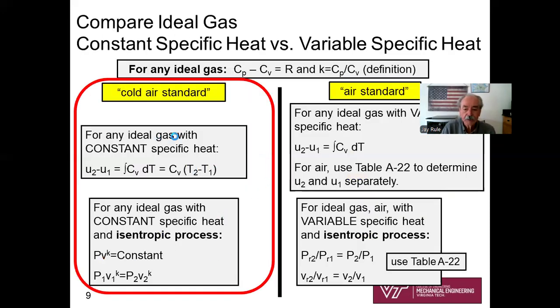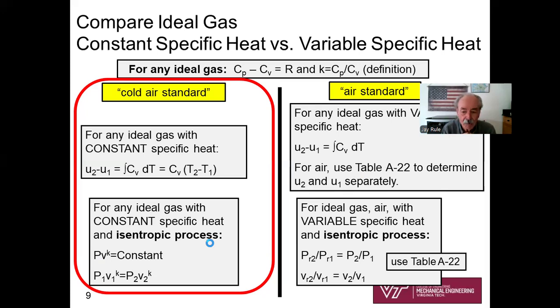Okay, and so I've cycled what's the specifics about cold air standard, in other words, ideal gas with constant specific heat. Well, for any ideal gas, remember that Cp minus Cv is equal to R. And also the definition of k. What is that k thing? It's Cp over Cv. That's the definition of k, specific heat ratio. For any ideal gas with a constant specific heat, the change in internal energy is, well, the integral of Cv dT. And if Cv is a constant, we pull it out of the integral. And so the change in internal energy is simply Cv times delta T, T2 minus T1.